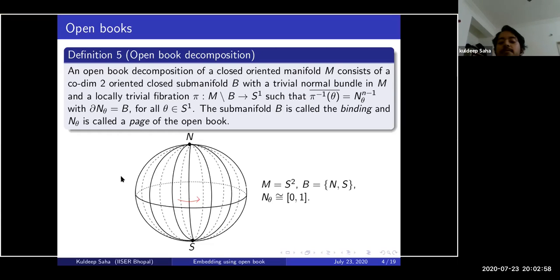Here is an example. If you take the manifold S2, the 2-sphere, remove the north and south poles from it, and take the closure of the remaining part, you have to compactify it by attaching 2 circles, one near the north pole and one near the south pole. Then it is just a cylinder, which is a trivial line bundle over S1. So the fibers are 0-1 intervals.